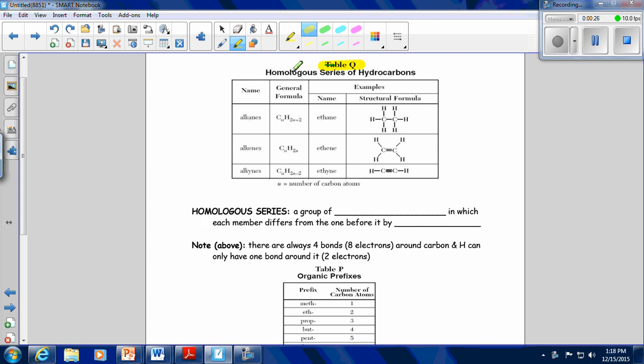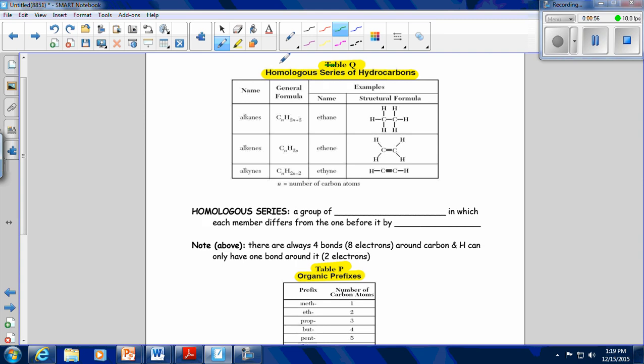Table Q is a homologous series of hydrocarbons. We're going to be referring to this table quite a bit in this vodcast and the vodcasts to follow. Also, on this page number 6, table P, dealing with organic prefixes, terminologies that come at the beginning of a word. All right, let's start with the homologous series in dealing with hydrocarbons.